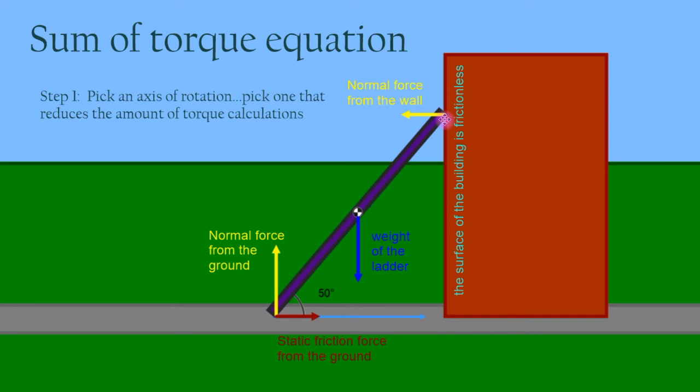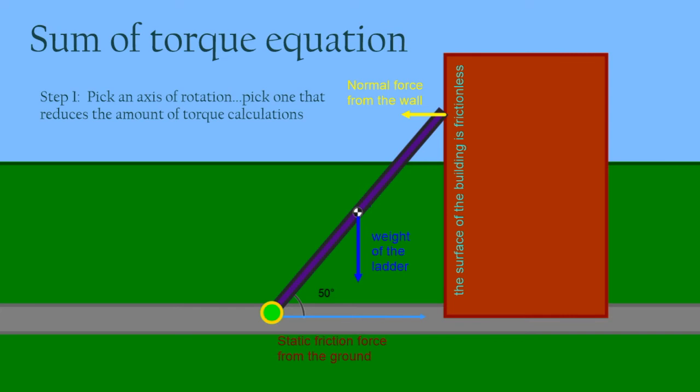Now, it would be wise to pick one that's going to reduce the amount of equations you have to deal with, that's going to get rid of anything you don't know. So pick a point that will allow you to avoid some more complicated math. Now, because there's really not a whole lot of math going on in this particular one, I'm just going to pick the bottom of the ladder as my point of rotation, my axis of rotation.